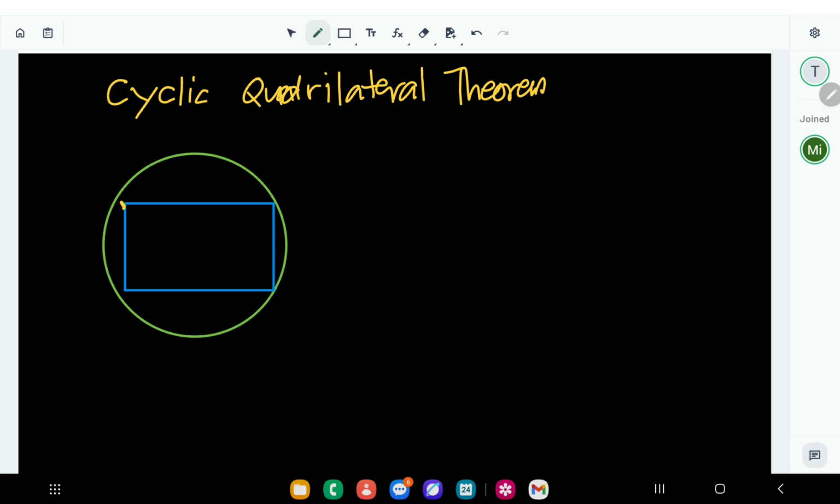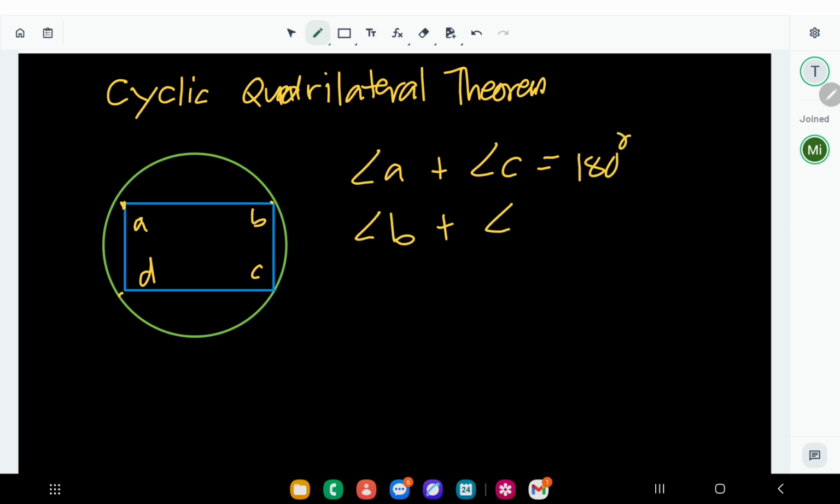Assuming this one, all four vertices should touch the circumference of the circle. All right, so the opposite angles just sum up to 180 degrees. So let's say this is angle A, B, C, D. Angle A plus angle C is equal to 180 degrees, and angle B plus angle D is equal to 180 degrees.